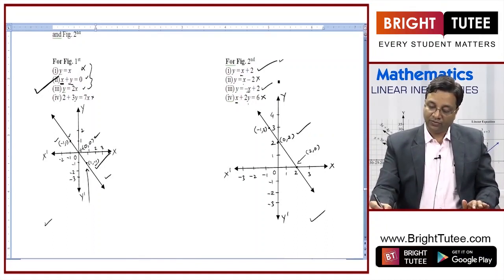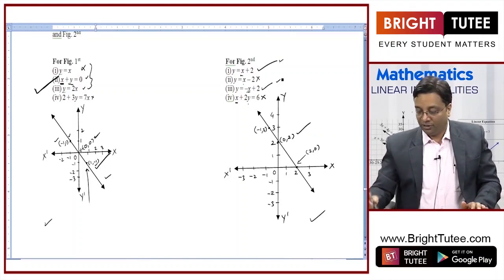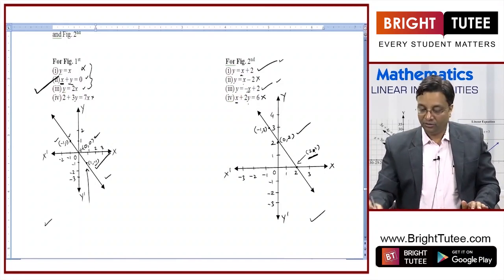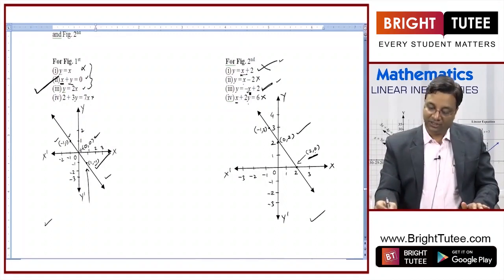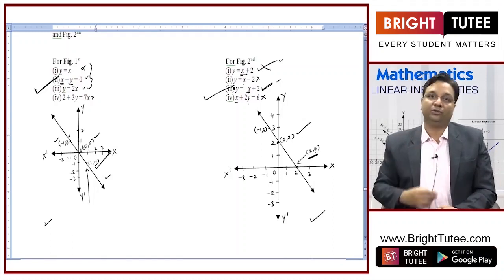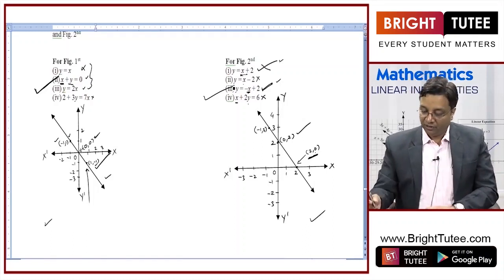Out of these two, let me check for another point, which is 2, 0. If I put x equals 2, y should be 0. But in this case, it is not, so this is also not a solution. Now this should be my solution. Let me check 2, 0. If I put x equal to 2, y is 0. So yes, this is an equation which is satisfied by 2 of these points. So yes, this is my equation.